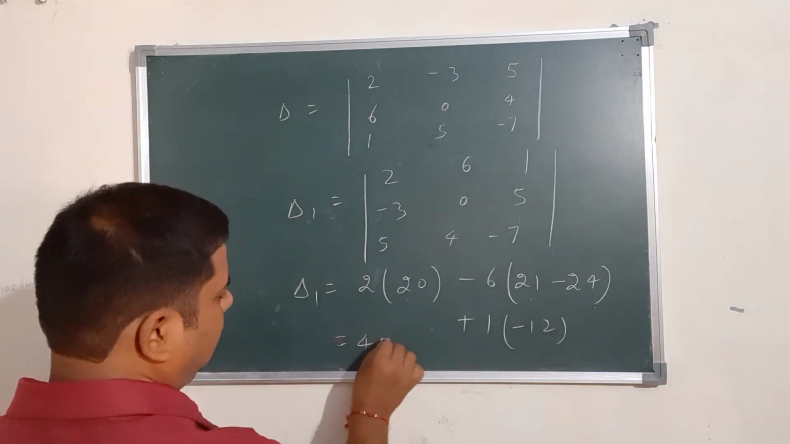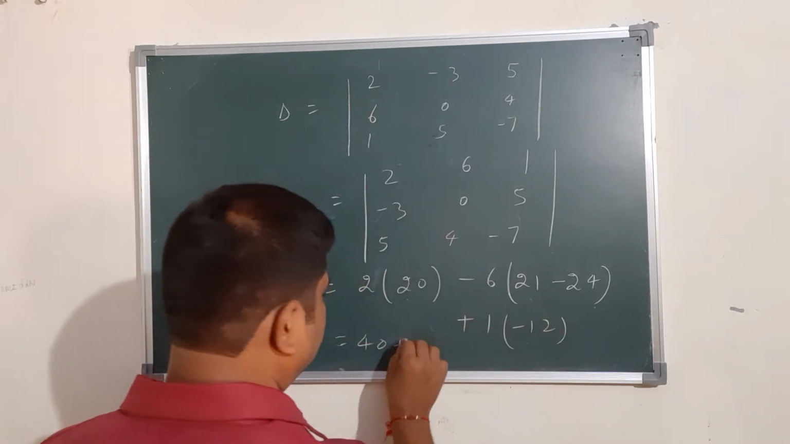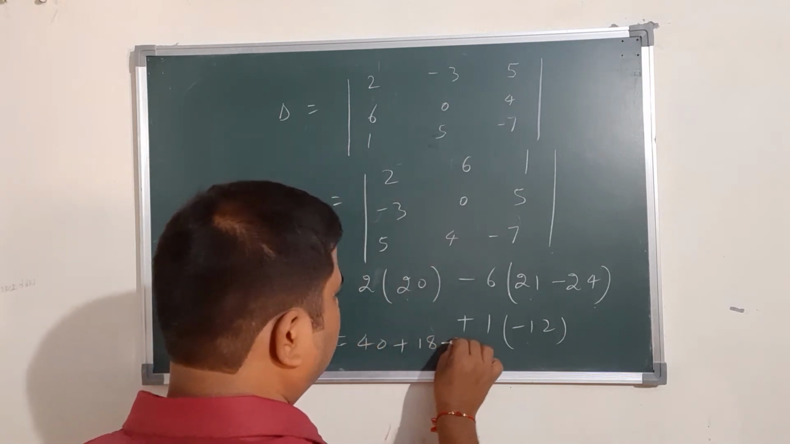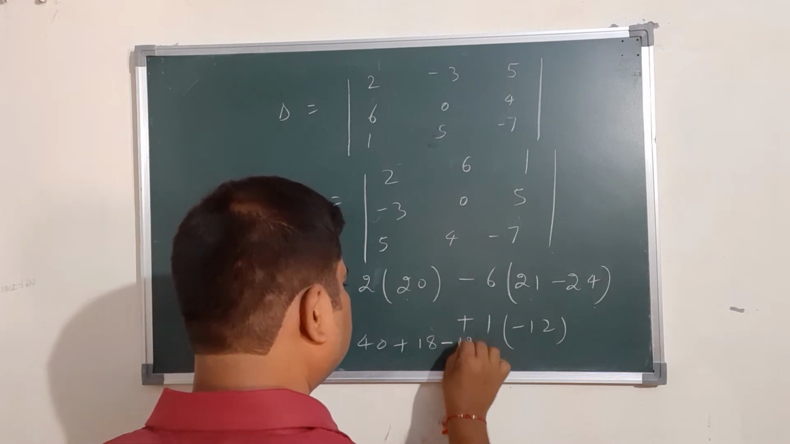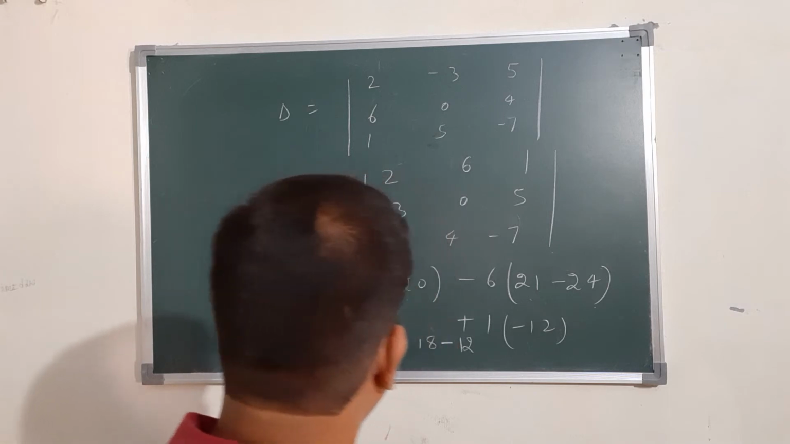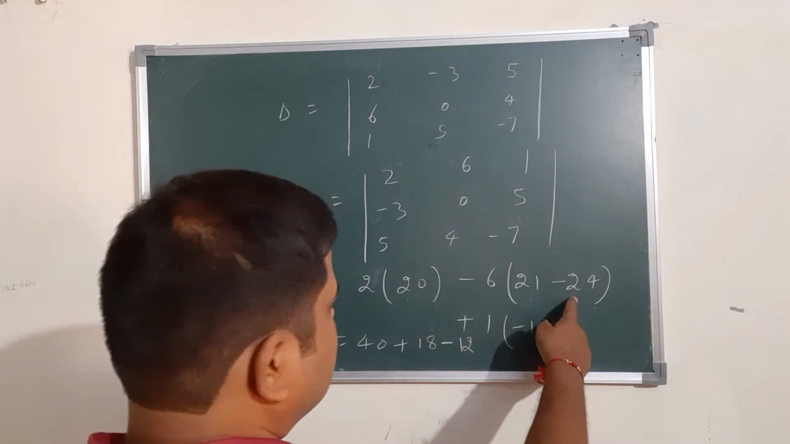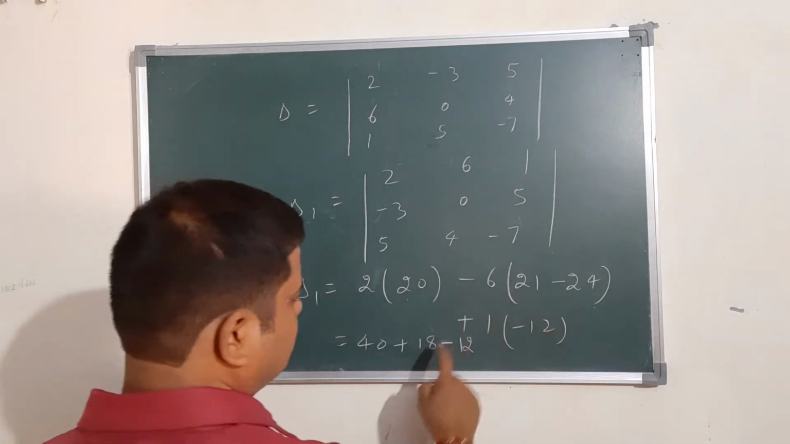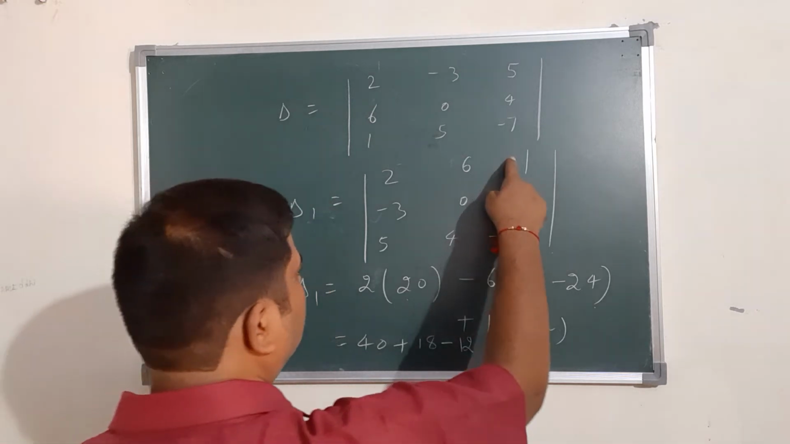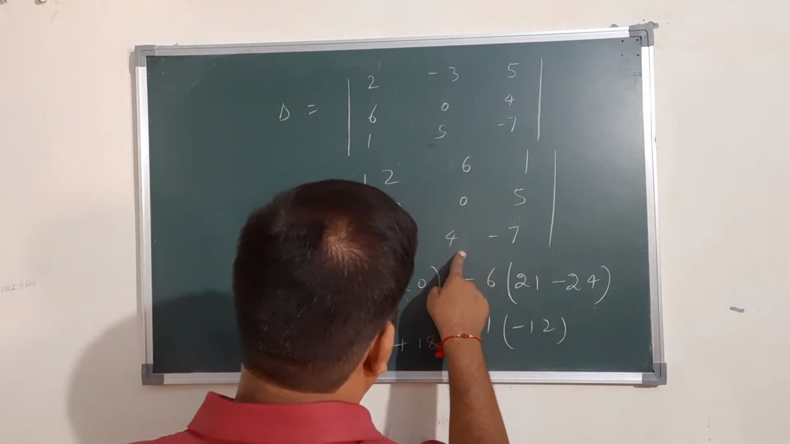So this is minus 40, and this is minus 3 into minus 3, plus 18, and minus 12. 2 into minus 20, minus 3 times minus 3, plus 18, this is 6 and 1, this and this, minus 12.